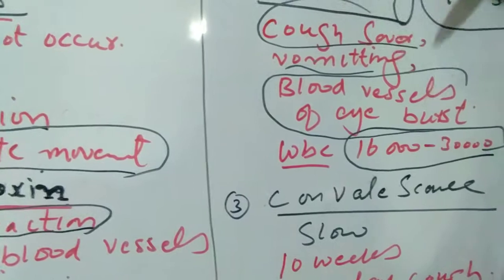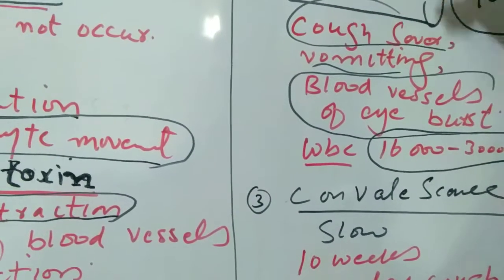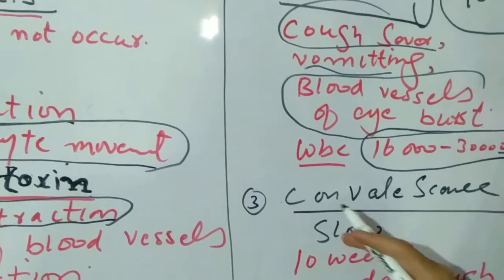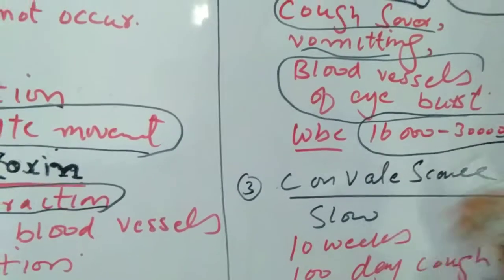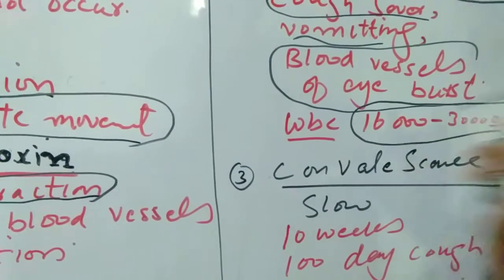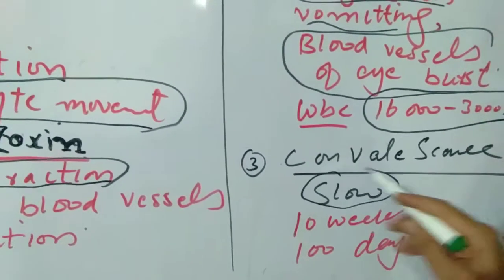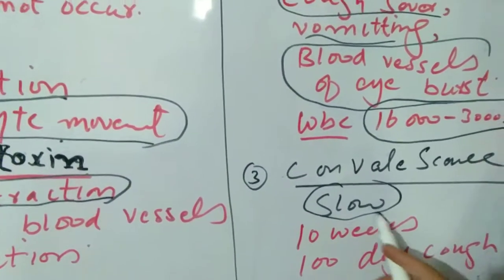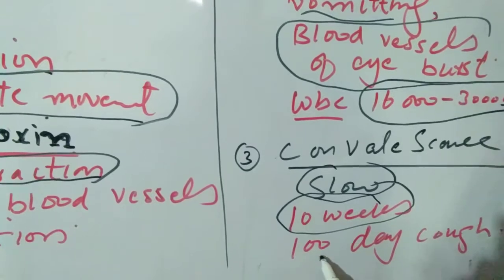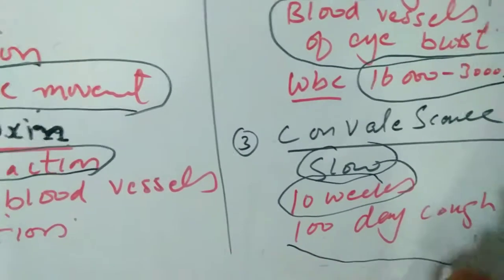This continues for 3 to 4 weeks. After that is the convalescence. Convalescence is also called the recovery stage. So the recovery from this disease is very slow. Therefore, it takes about 10 weeks. Therefore, the disease is also named the 100-day cough.